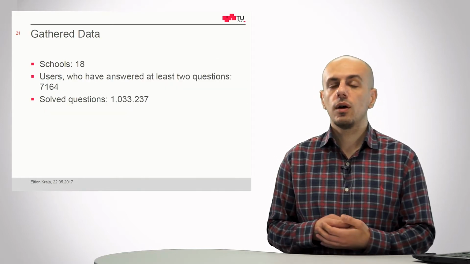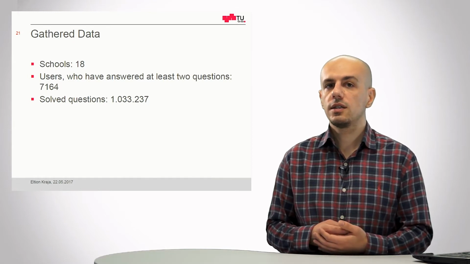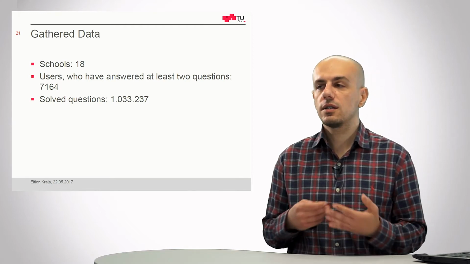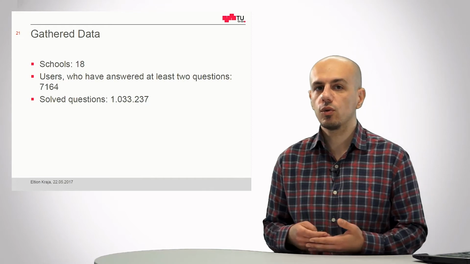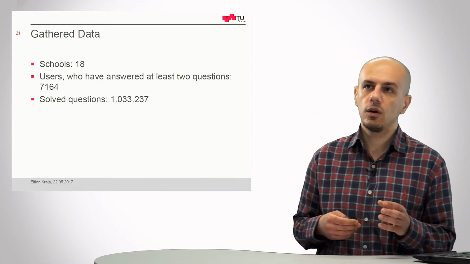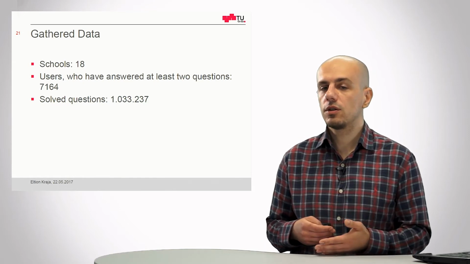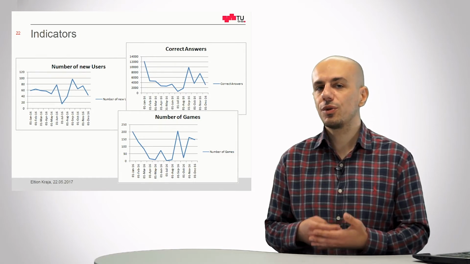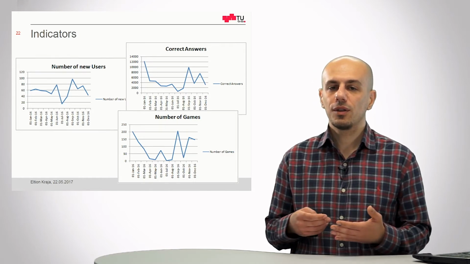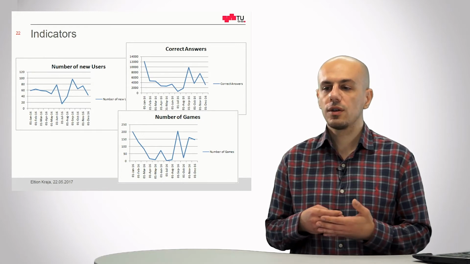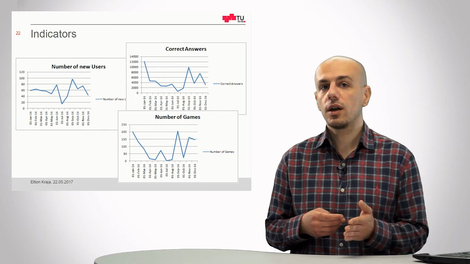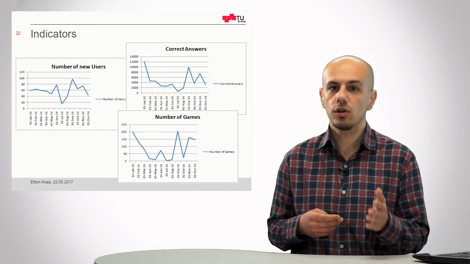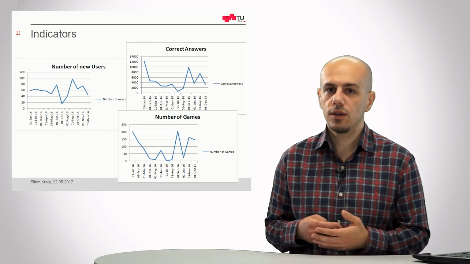We have gathered a lot of data till now. For example, there are at least 18 schools that are actively using the application. There are at least 7,000 users that answered more than 2 questions, and we have in our database more than 1 million answers stored. The chart shows how the users reacted to different events during the development of the application, for example how they reacted to different features and to events like school holidays or improvements in the application.